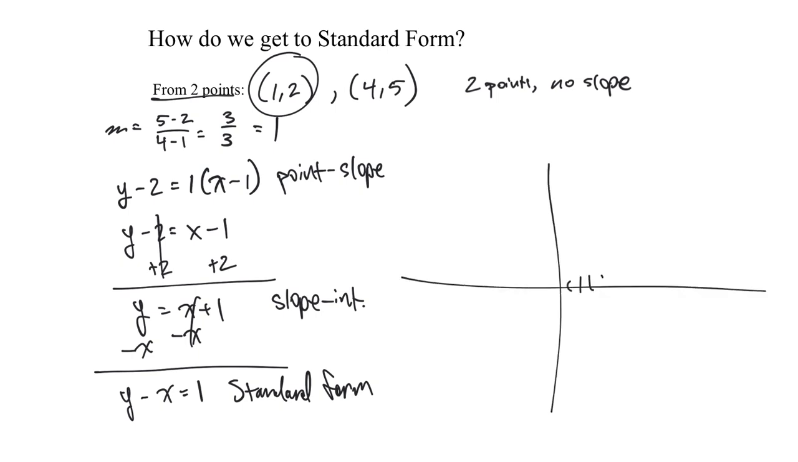So if I'm going to graph this, if I cover up the negative x, I get y equals 1. So that means if x is 0, y is 1. If I cover up the y, I get negative x equals 1, which means that x equals negative 1. And that's my line.